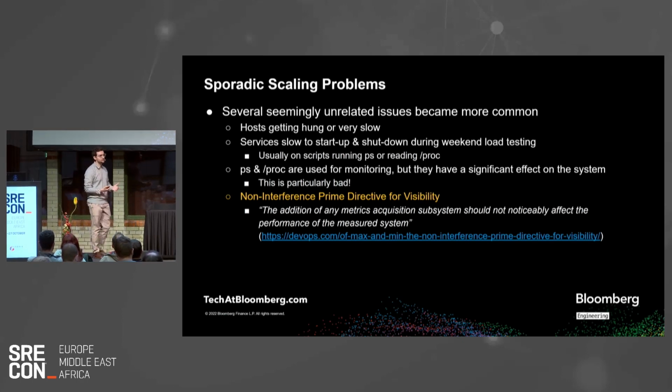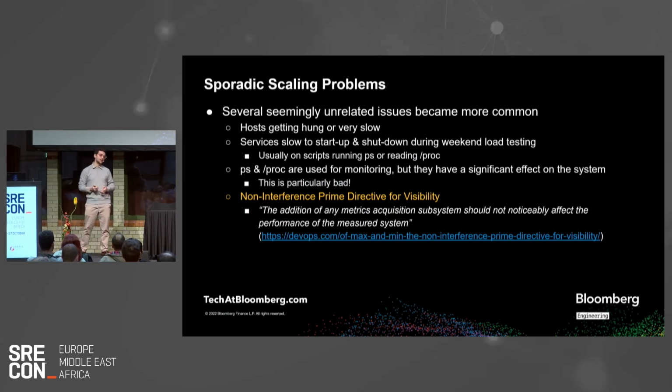So we see several seemingly unrelated issues become more common. And some of these are pretty generic. Hosts getting hung or very slow, happens all the time. Some services are slow to start up or shut down during our weekend load testing. One interesting thing that we found later on in the investigation is this was usually on scripts that were running ps or reading /proc. And ps and /proc are used for monitoring. And the problem that we see is that now they have a significant effect on our system.